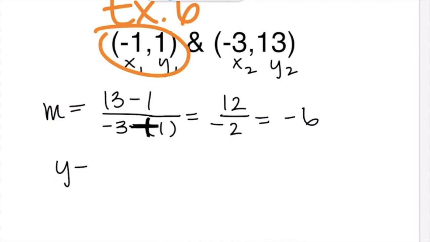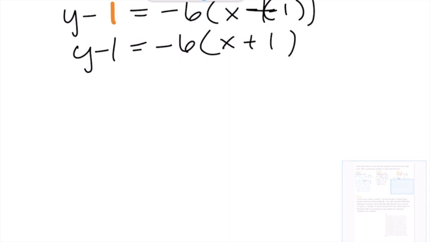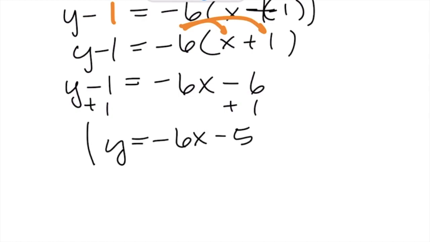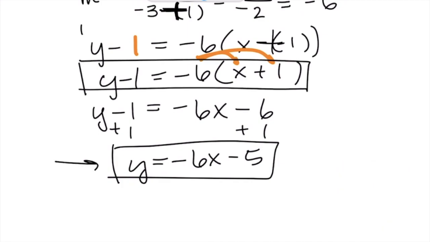So here, y minus y1, our y1 is 1, is equal to m, which we found was negative 6, times x minus x1. So it's minus a negative 1, and that's a plus. So we have y minus 1 is equal to negative 6 times x plus 1. And now we can convert. So negative 6, if we distribute that to both terms, we get negative 6x minus 6 is equal to y minus 1. Now we add 1 to both sides, and we get y is equal to negative 6x minus 5. So point slope form would have been that, and slope intercept form is that.